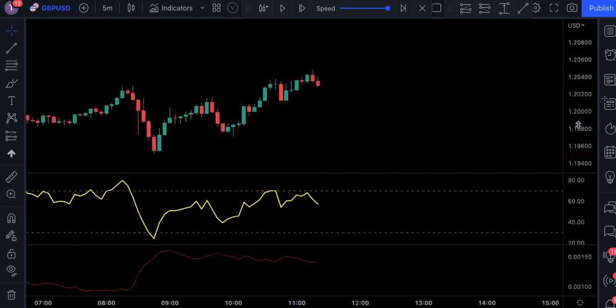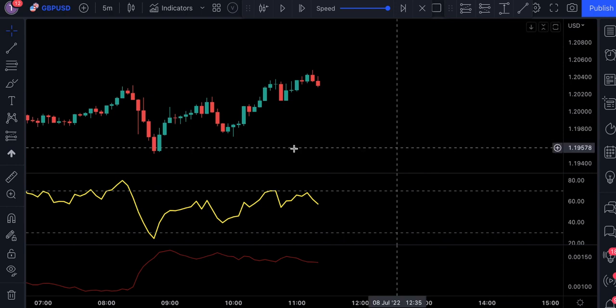Exactly opposite is true for short trades. First, the price action has to be making higher highs.